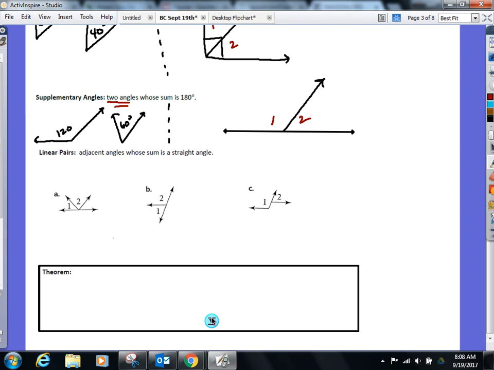So let's take a look at A, B, and C. Are these linear pairs or not? Let's find out. What do we think about A? Are 1 and 2 linear pairs, adjacent and supplementary? What do we think, Frank? No. They are adjacent, but do they form a straight line? No, they do not. So not a linear pair.